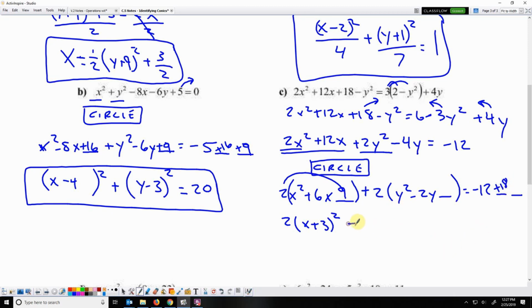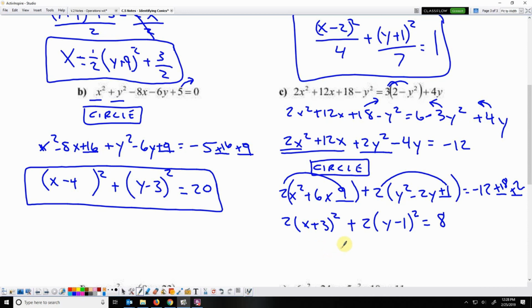Now I'll deal with the y's. So I'm just kind of doing this in a little different order. You can choose the way you want to do this. Half of b is negative 2, squared is 1, so plus 1. When I factor it, half of b is negative 1, so that's y minus 1 squared. I add it 2 times 1, so that's plus 2. Try to clean that up a little bit. Okay, negative 12 plus 18, 6 plus 2 is 8.